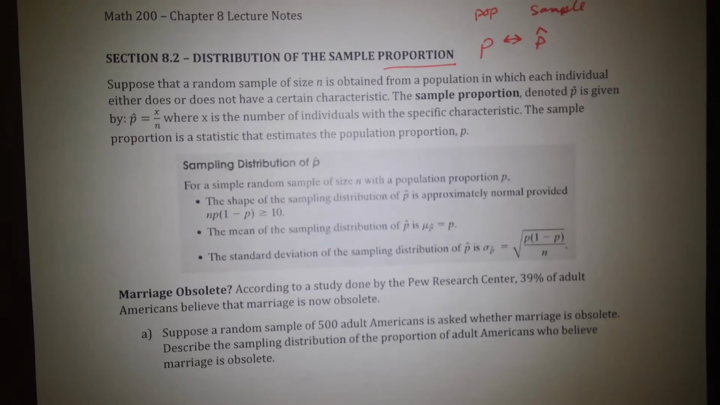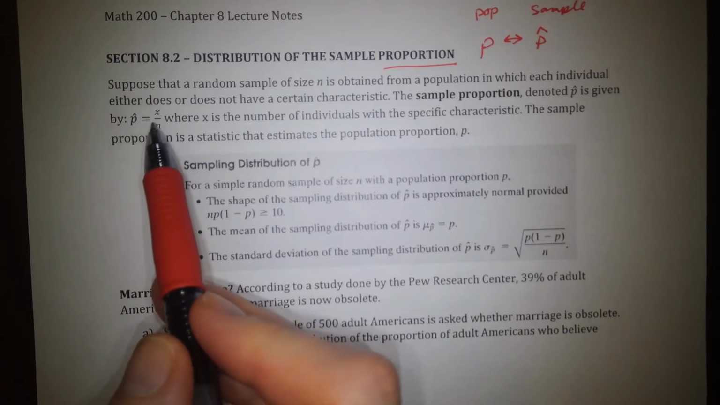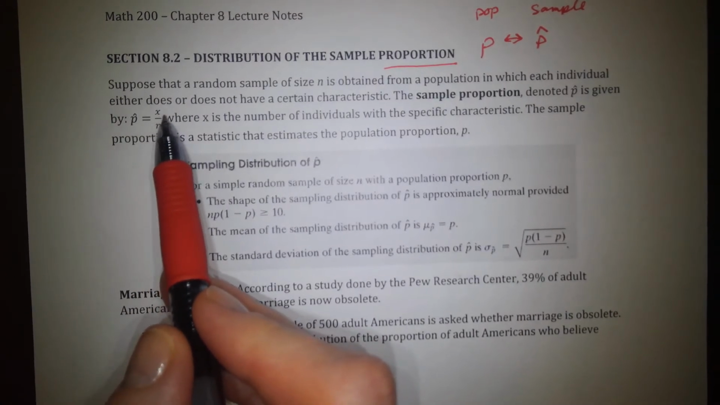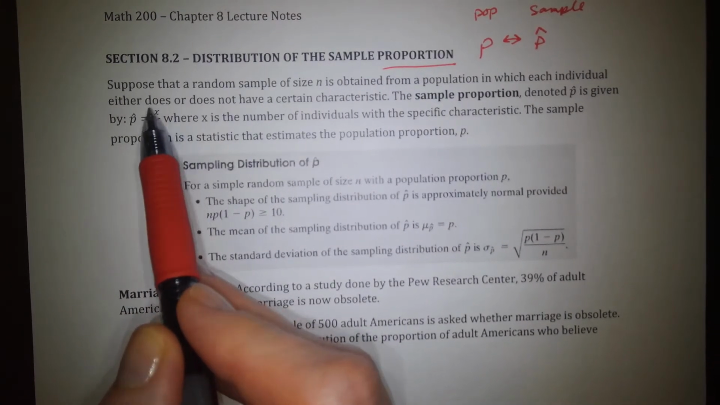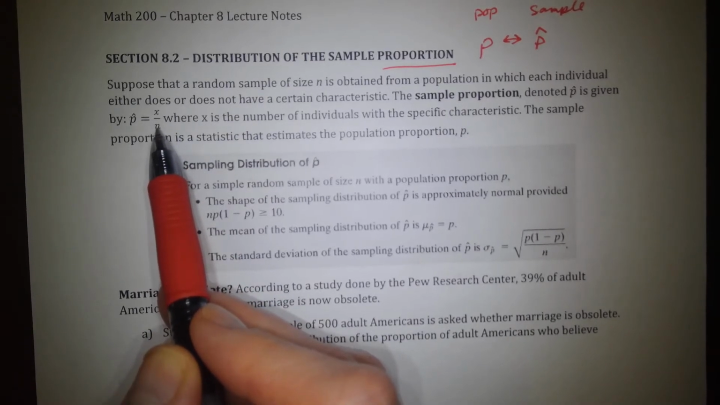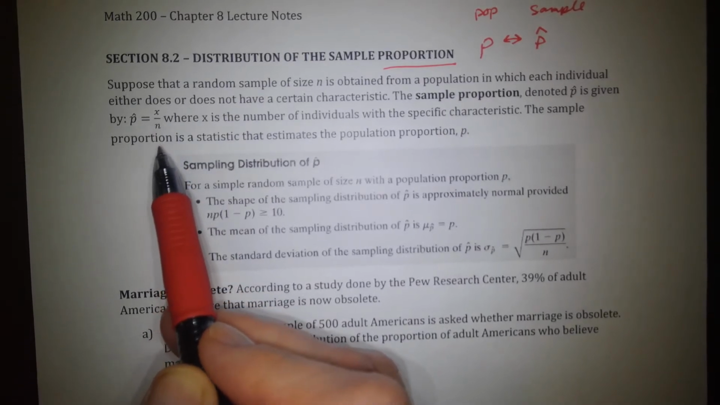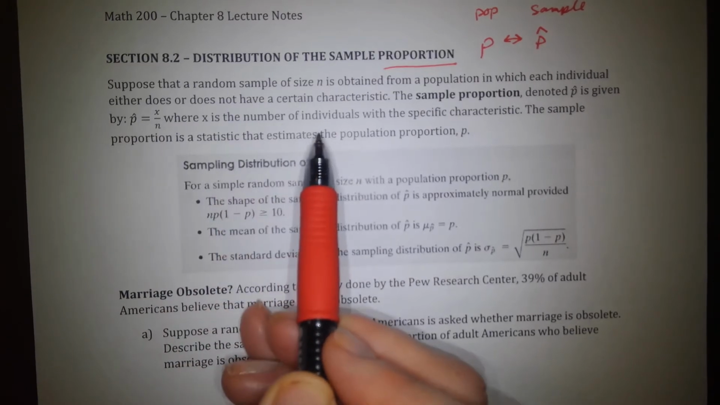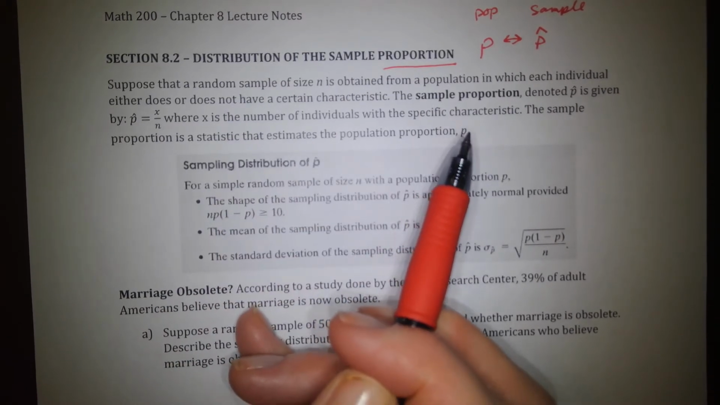The sample proportion, denoted as P hat, is going to be given by the number of individuals that have that specific characteristic, in case maybe blue eyes, divided by how many people were in the sample. In other words, that proportion is going to be a statistic that will estimate the population proportion P.